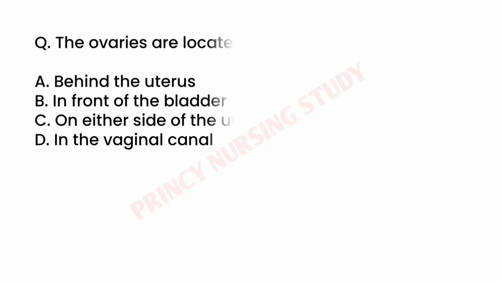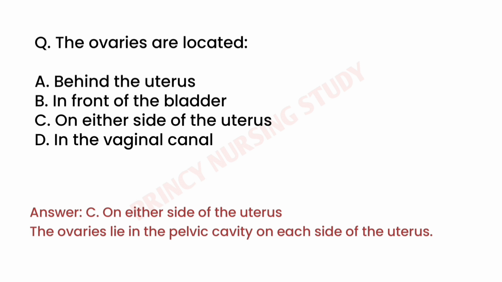Next question. The ovaries are located... Correct answer is C. On either side of the uterus. The ovaries lie in the pelvic cavity on each side of the uterus.